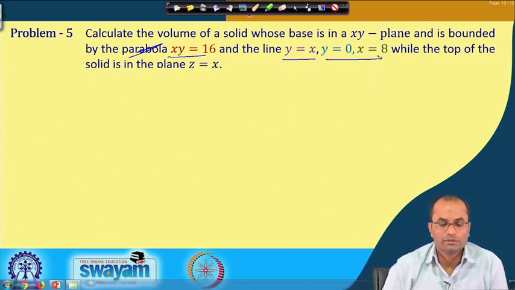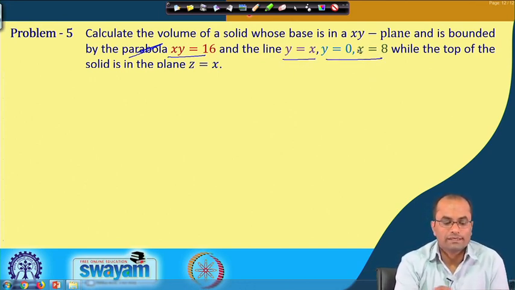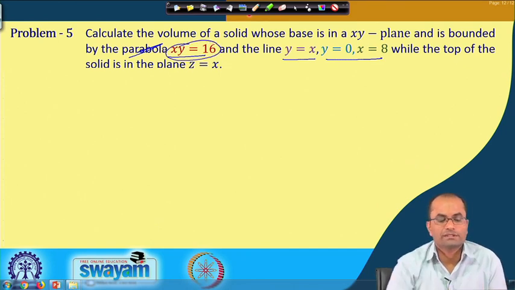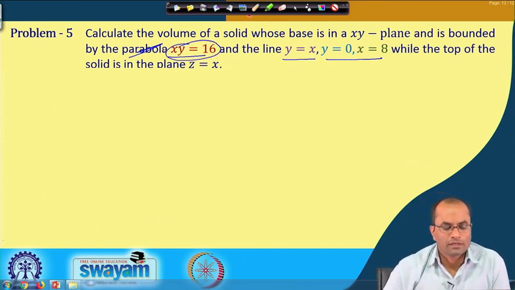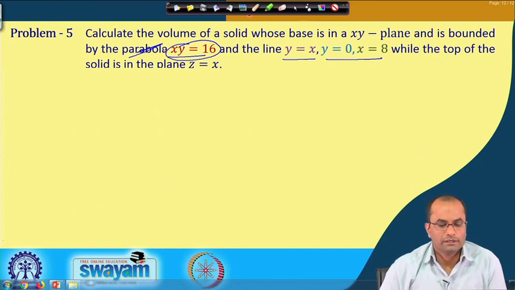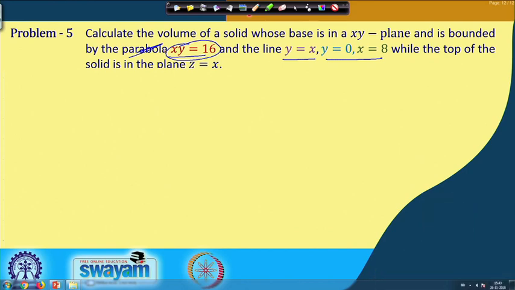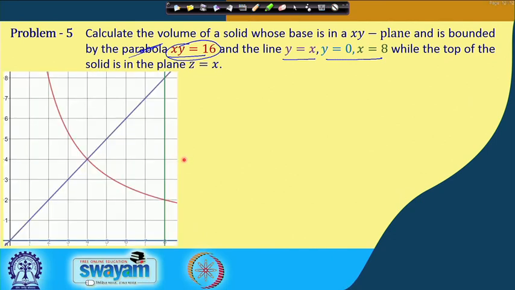Again we have the 4. So, among them 3 are the lines, and then this xy is equal to 16, which is a similar kind of graph we have in the earlier figure. So, this is the situation: we have this xy is equal to 16, and then this is the line y is equal to x, we have y is equal to 0, and we have x is equal to 8. So, these are the 4 curves.